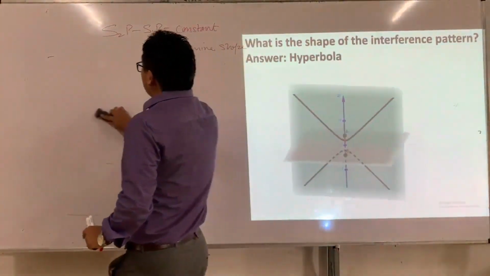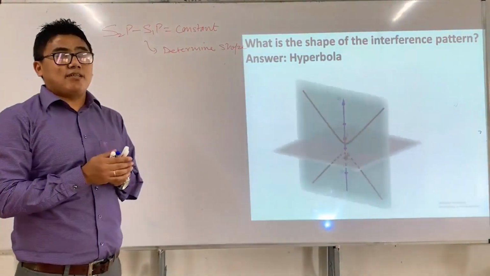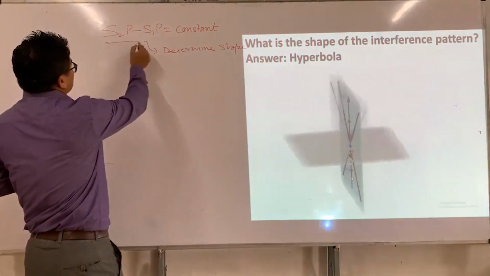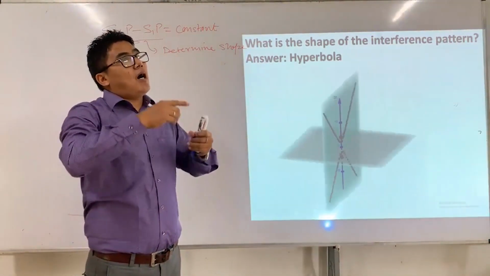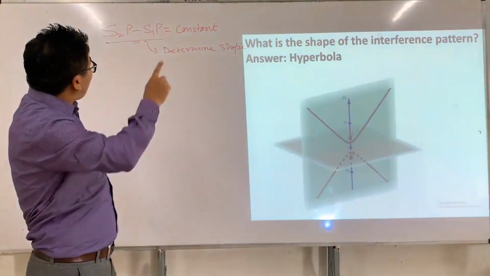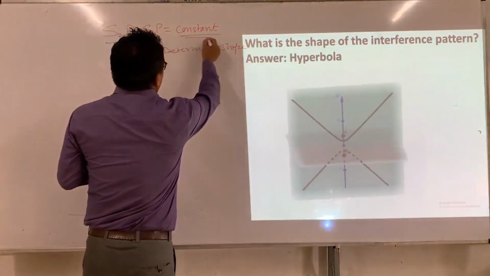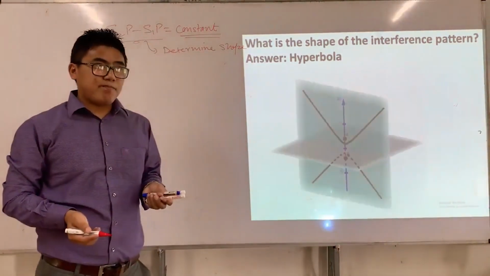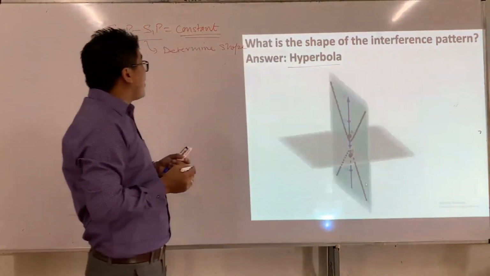And I say that whenever we talk about interference, the particular fringe, either it is dark or it is bright, has to satisfy these conditions. The path difference all along a fringe would always be constant. So the question is, what is the shape of interference patterns? The answer which I have written is hyperbola. Why is it a hyperbola?